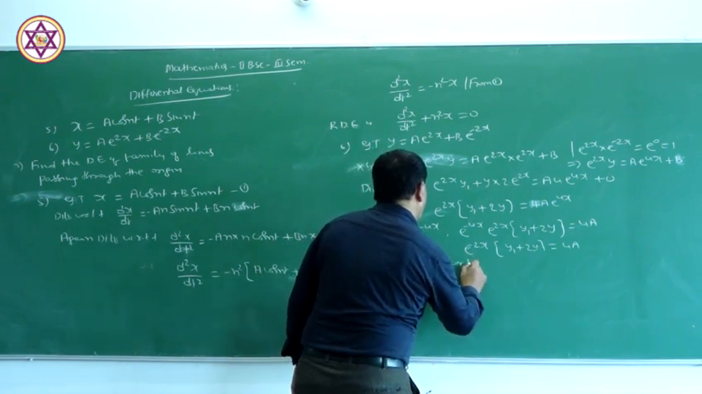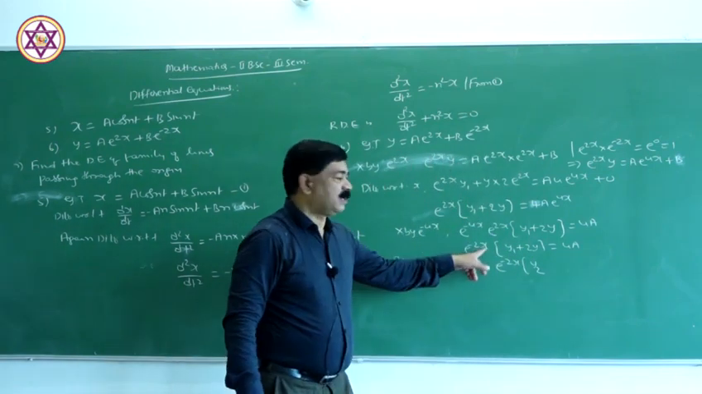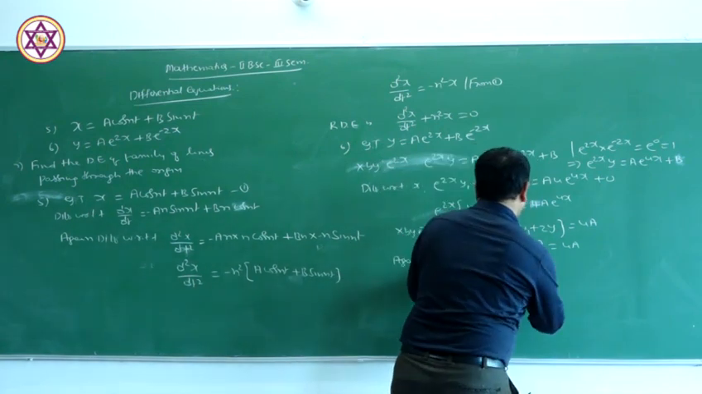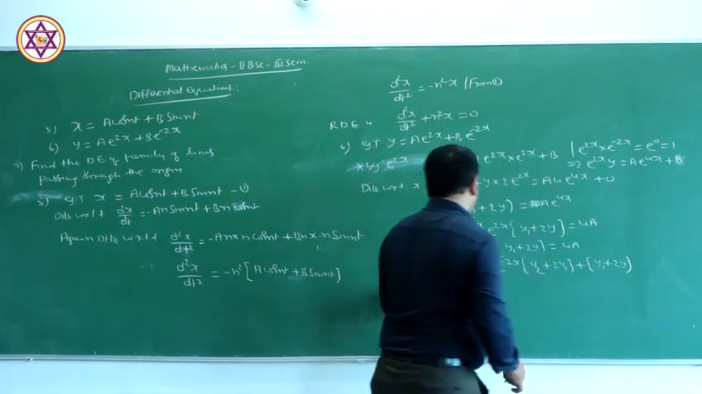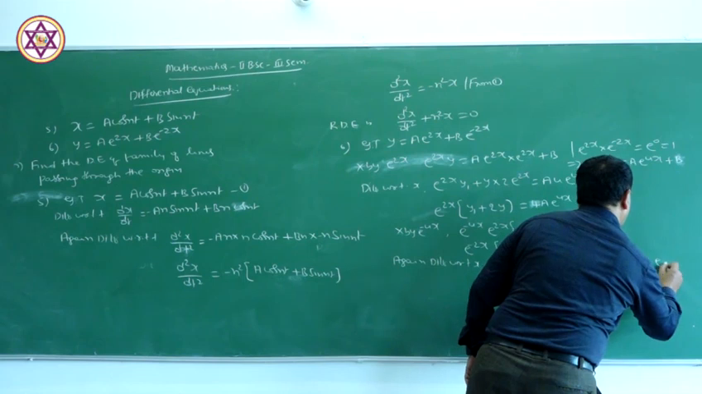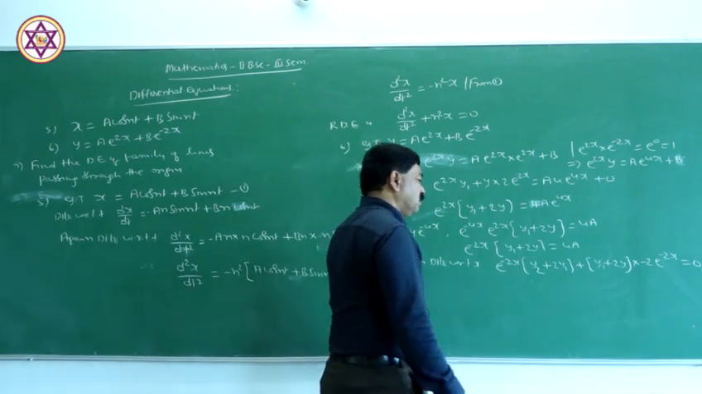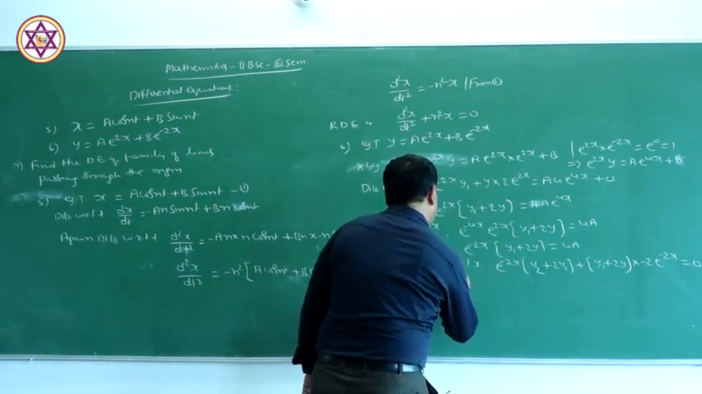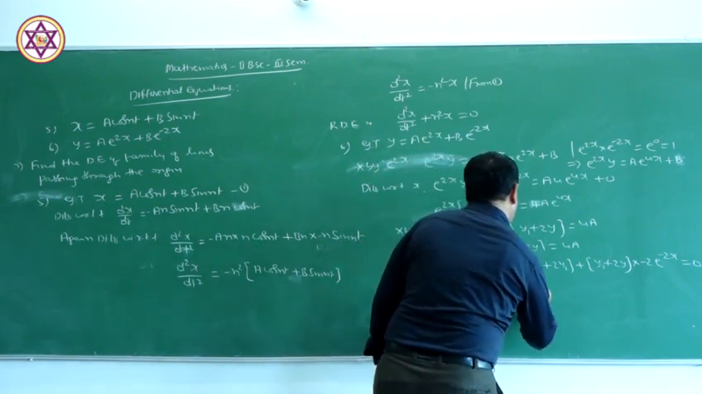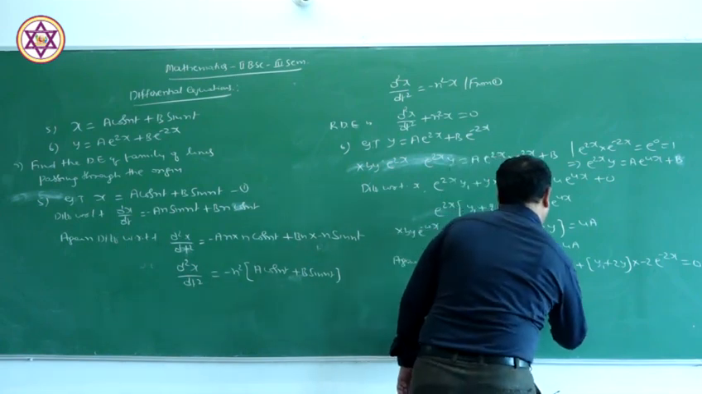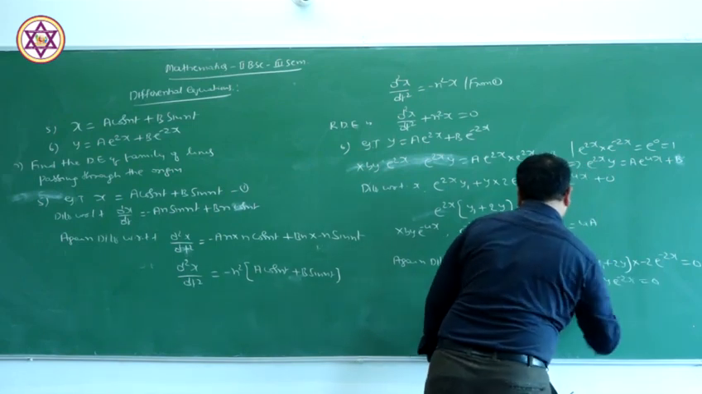So again, differentiate with respect to x. First function into derivative of second, plus second into derivative of first. So e power minus 2x y2 plus 2y1 e power minus 2x, next minus 2 e power minus 2x times (y1 plus 2y), equal to 0, because 4a is constant and the derivative of a constant is 0. Therefore e power minus 2x y2 plus 2y1 e power minus 2x, next minus 2y1 e power minus 2x, minus 4y e power minus 2x is equal to 0.